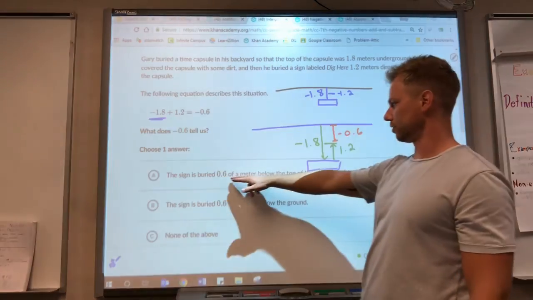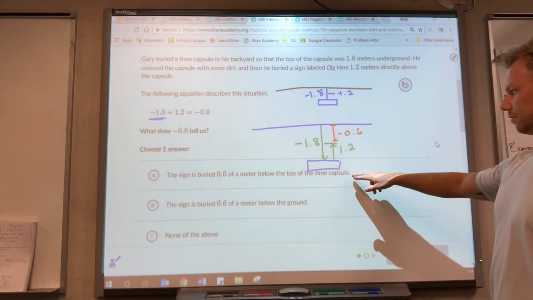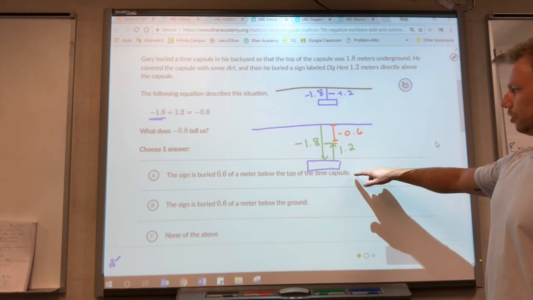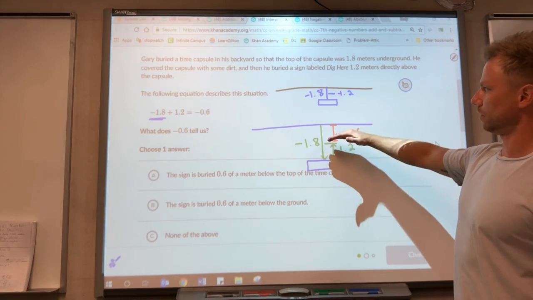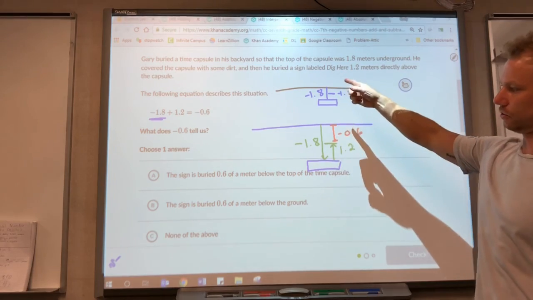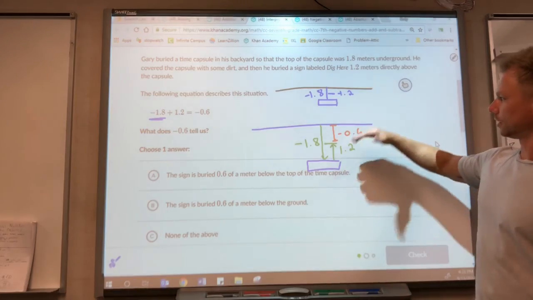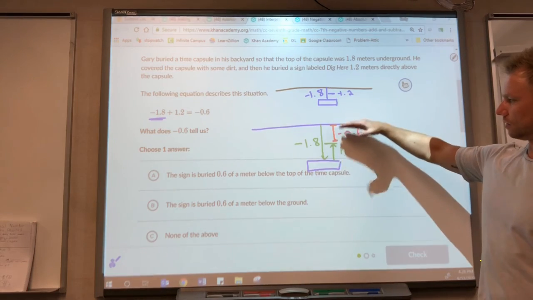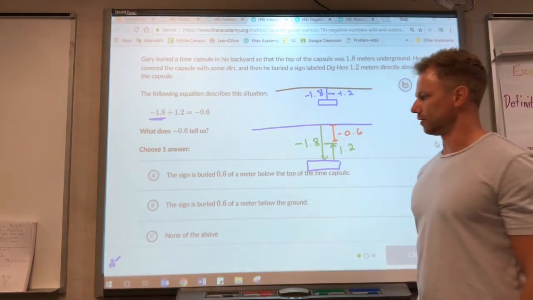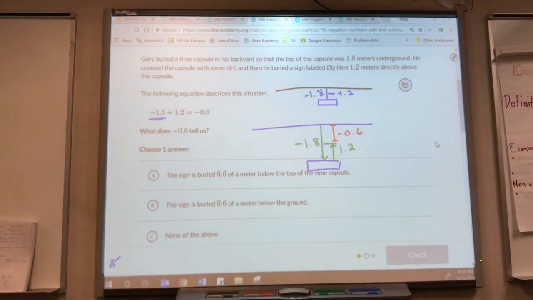So the sign is buried 0.6 of a meter below the top of the time capsule. Well, no, we know the sign was buried above the time capsule because it said it in the story. The sign is buried 0.6 of a meter below the ground, the sign. That seems to make the most sense. None of the above. I think it's B. The sign was buried 0.6 meters below the ground.